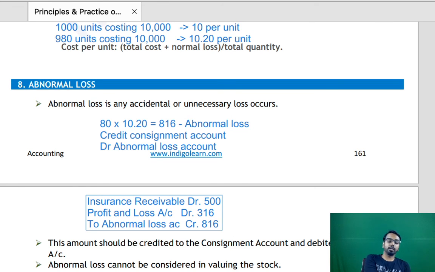So maybe unloading charges are not incurred on these goods. So those expenses you will ignore. And if goods are lost in the godown after the goods have reached the consignee, then all expenses are included. Now there are a couple of special problems in this which are solved in the class. You can go back and check the class for those illustrations.